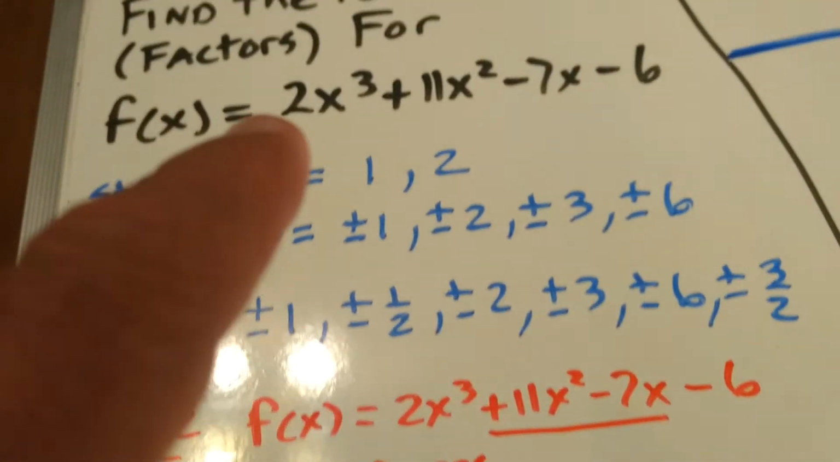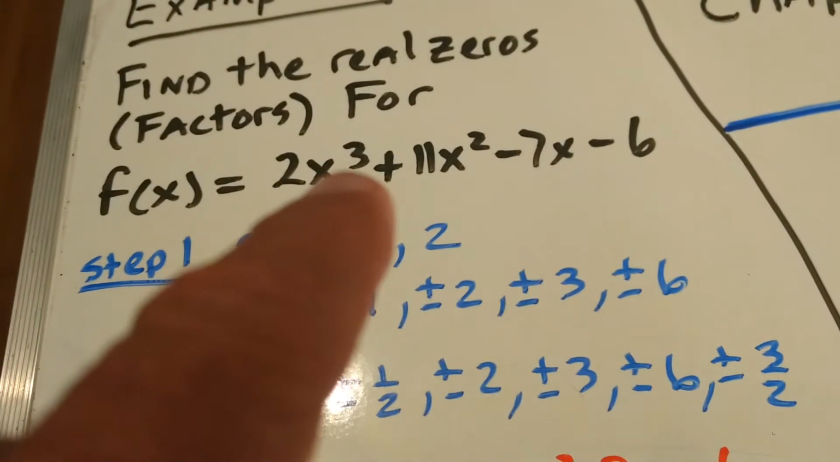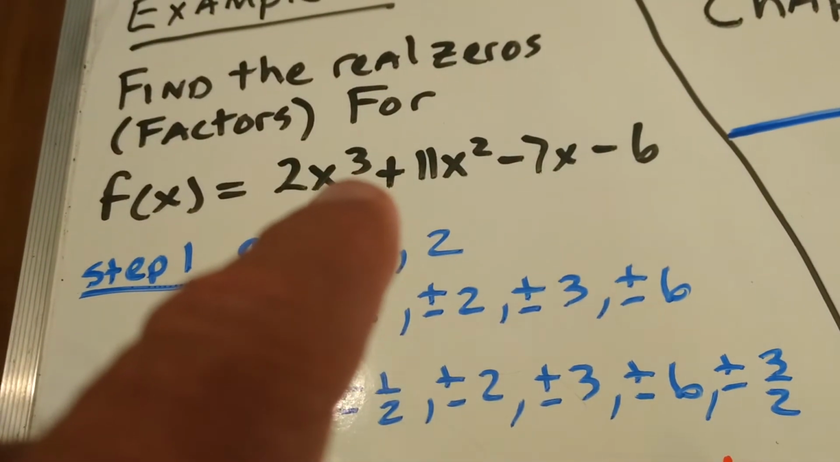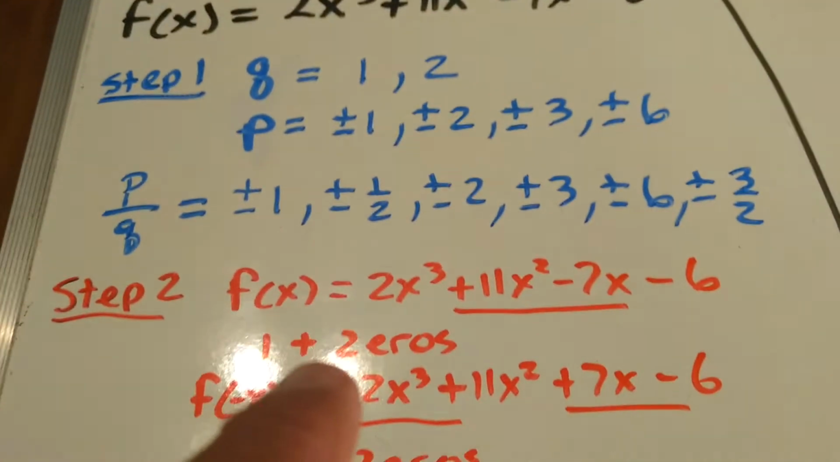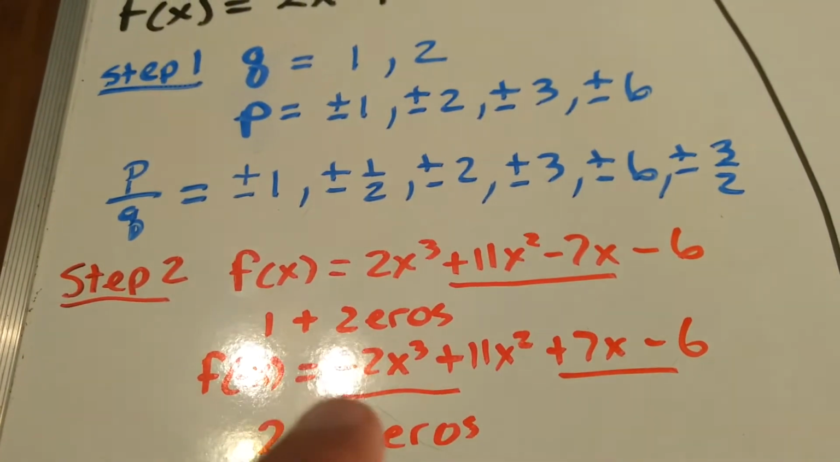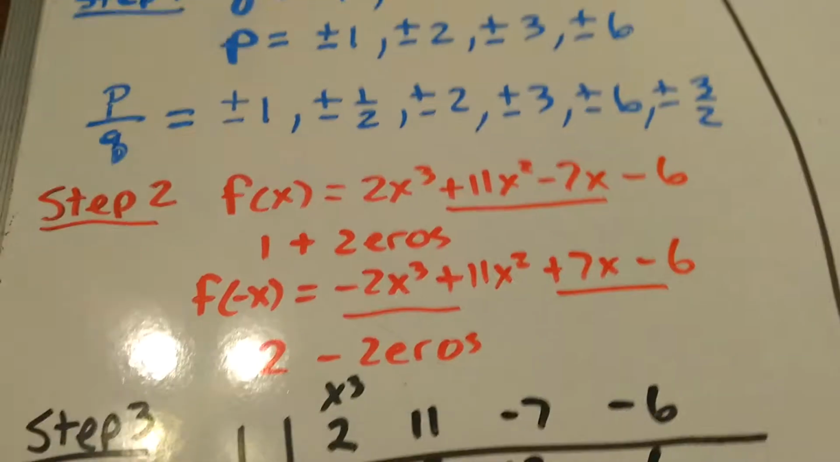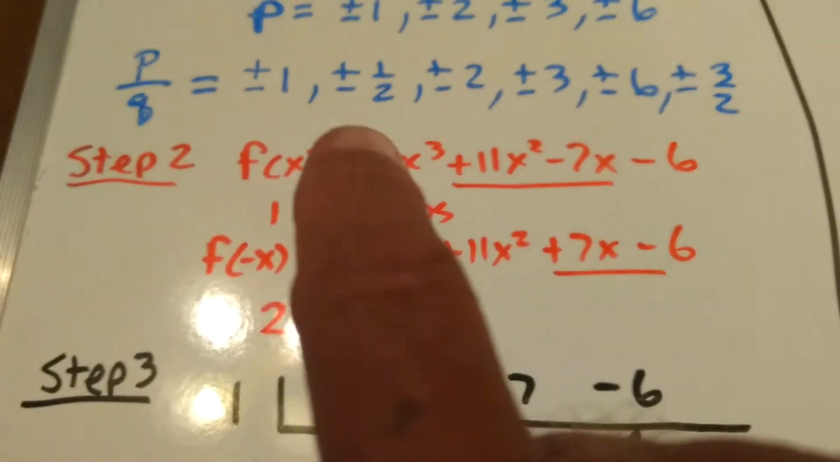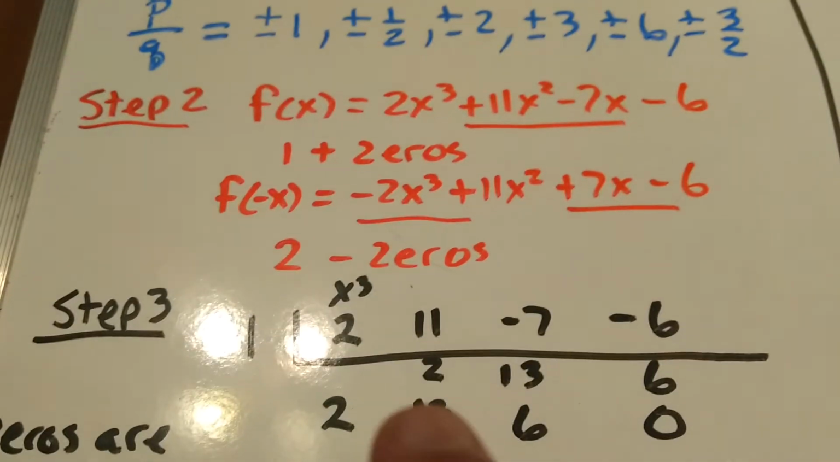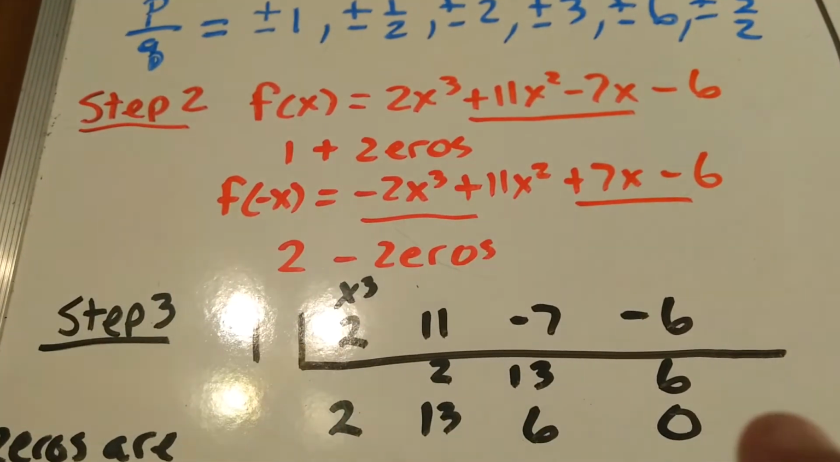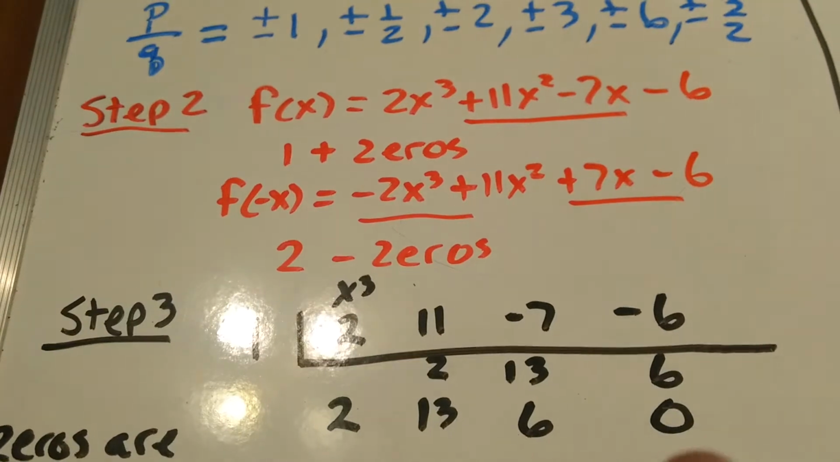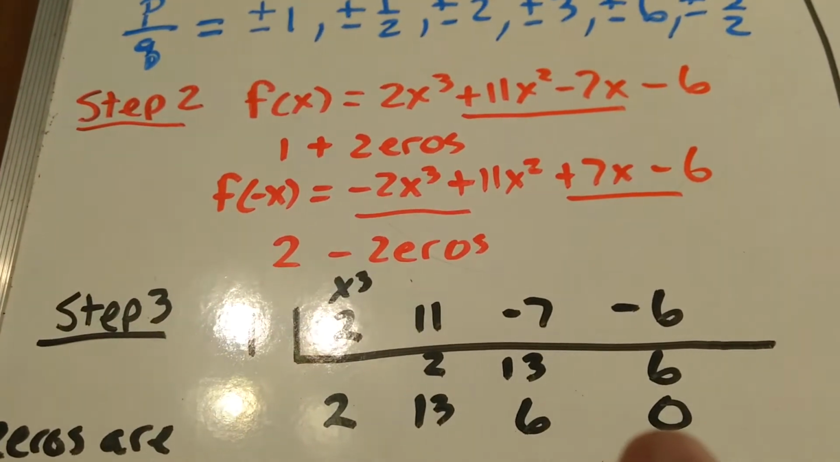So remember up here when I said the leading exponent tells us how many zeros or factors we have. Here it says 3. Guess what? We have 1 positive 0 and 2 negative zeros. 3. So the next thing we do is we take our potential zeros and we have to use synthetic division to see which one will give us a remainder of 0.